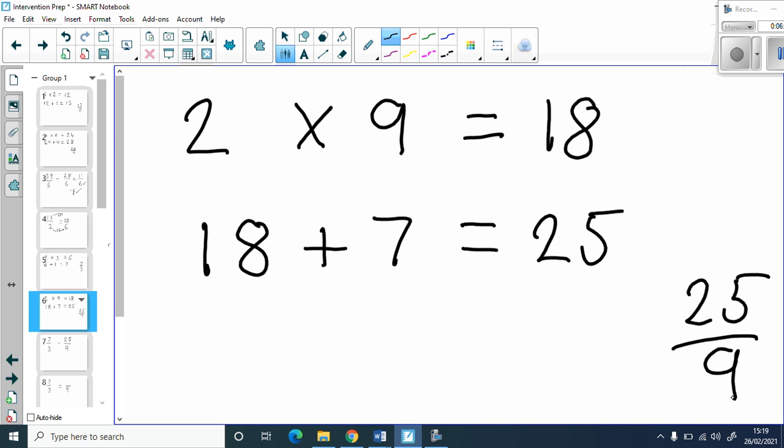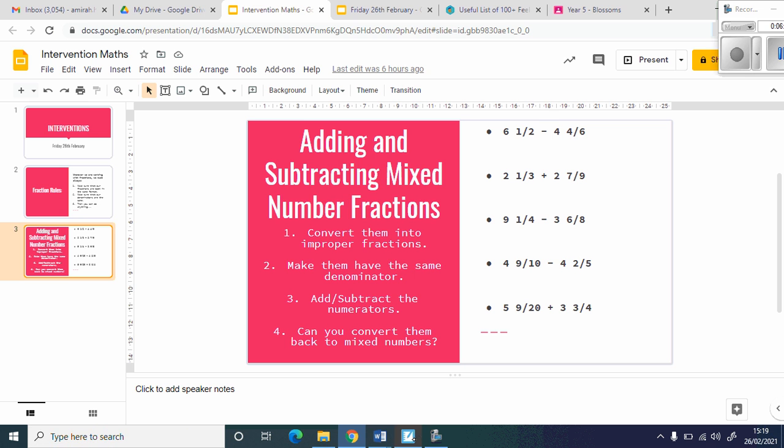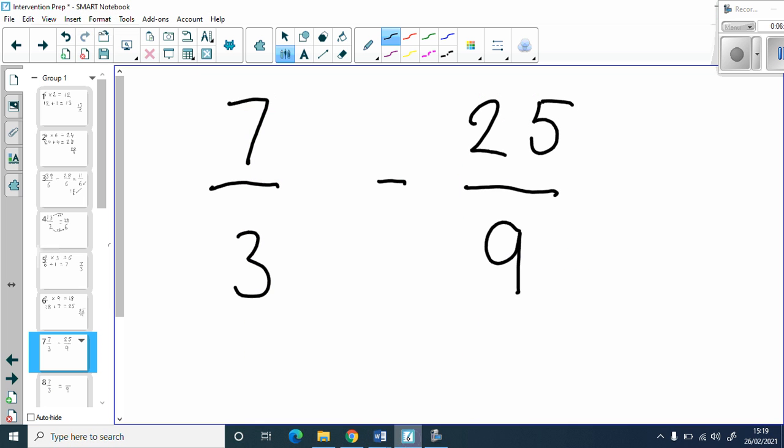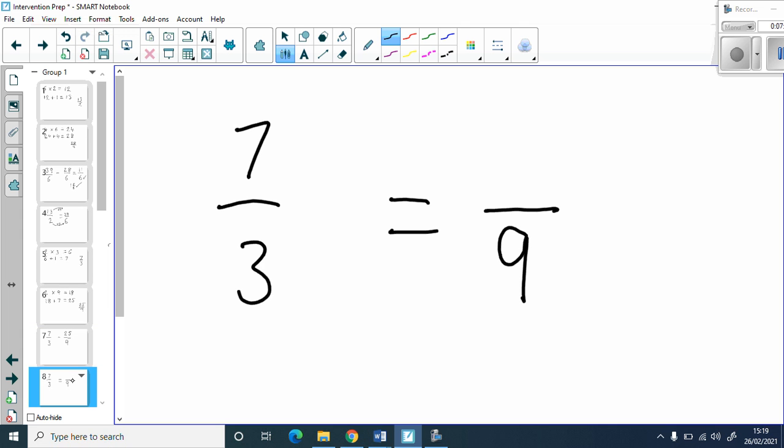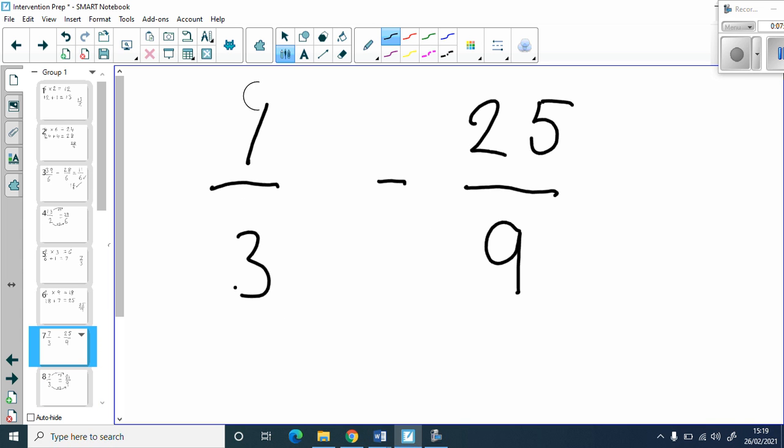So now what we've done then, we've got 7 thirds and 25 ninths, okay? The next step then, remember, make them have the same denominator. That's step 2. So remember, start with your smaller one and make it bigger. So 7 thirds, how do I get from 3 to 9? Of course, you times it by 3, and whatever you do to your denominator, you must also do to your numerator. So 7 times 3, once you work that out, you'll get 21 ninths. So we've converted this to have a denominator of 9, so it's 21 over 9.